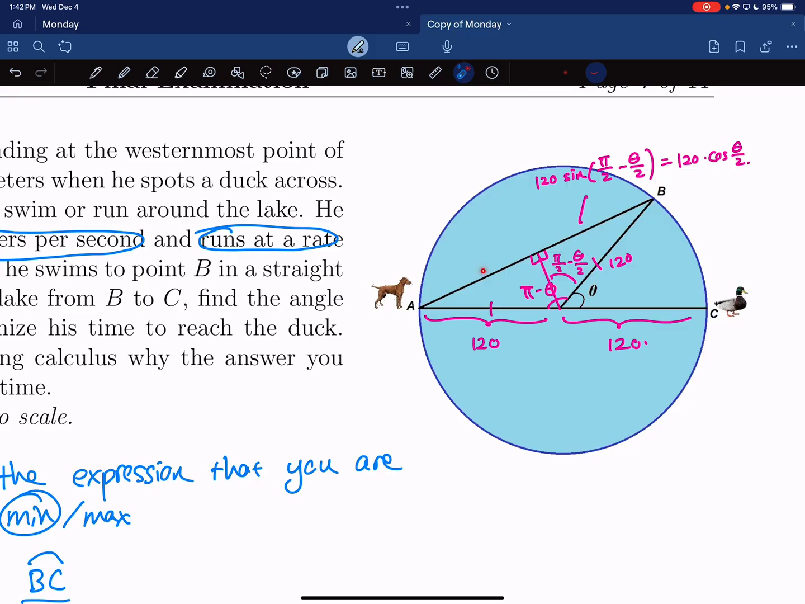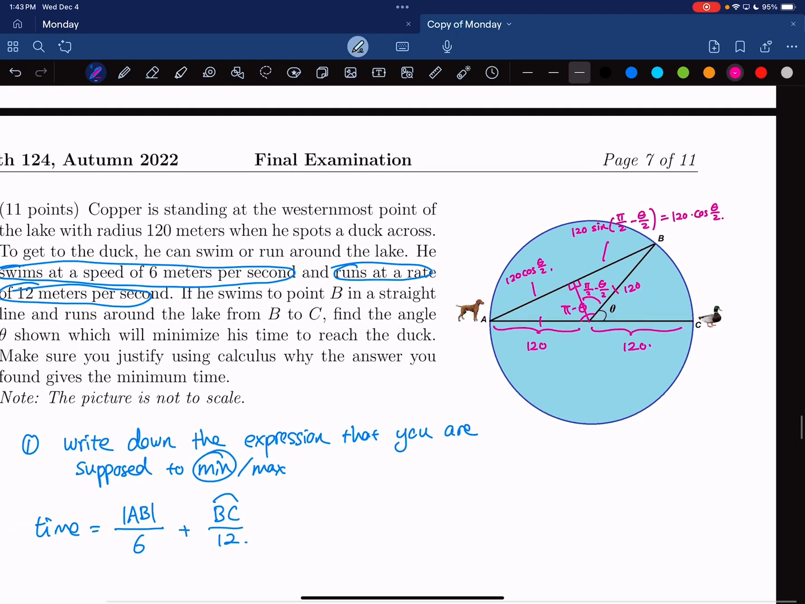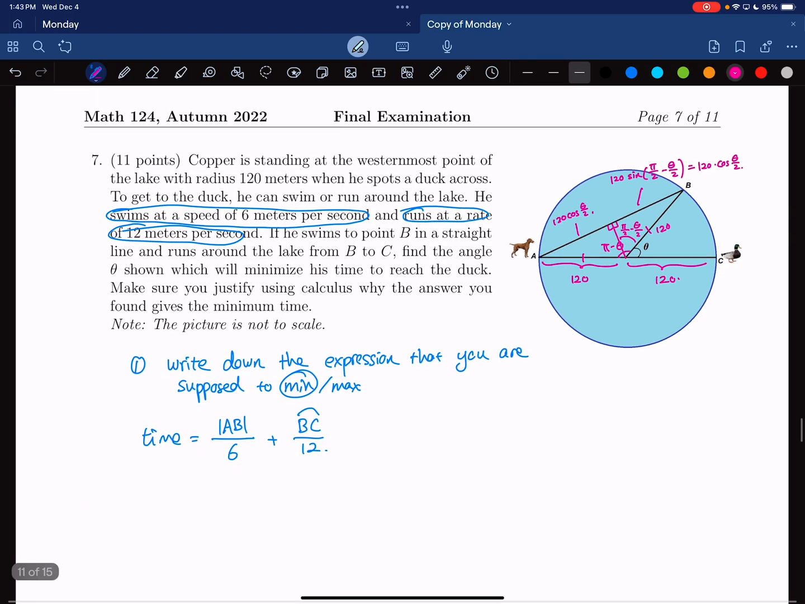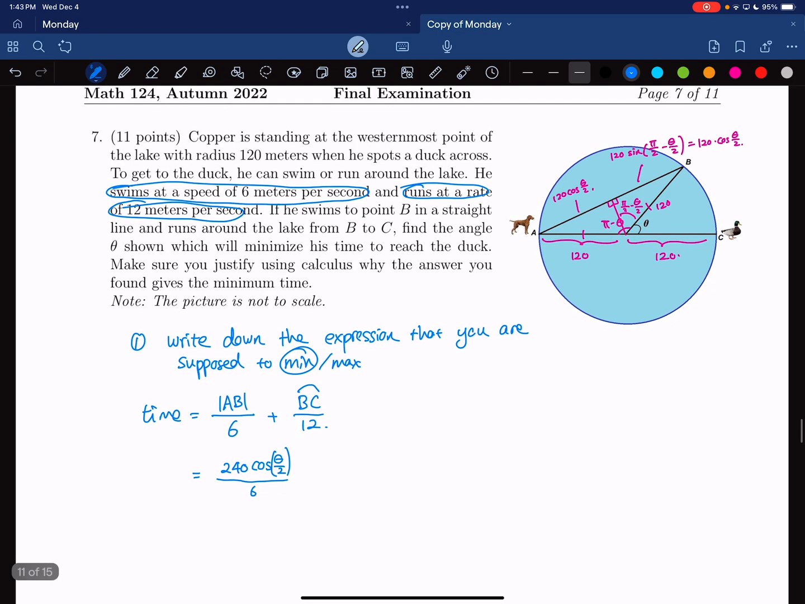And the same argument is going to apply to here. This length here is also going to be 120 cosine theta over 2. So what this means is that the whole AB is going to be 240 cosine theta over 2. So AB is going to be 240 cosine theta over 2, and I divide it by 6. Sounds good?